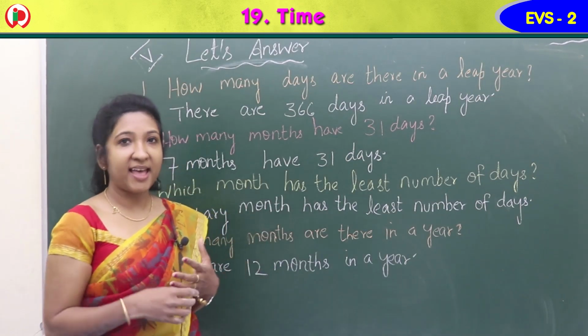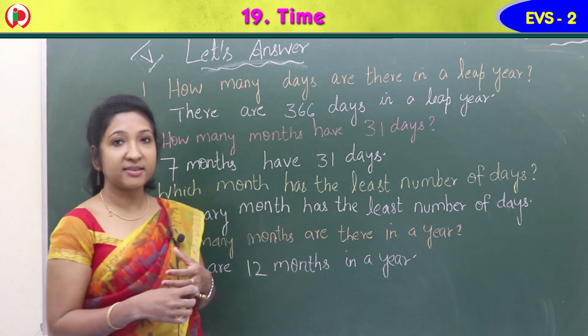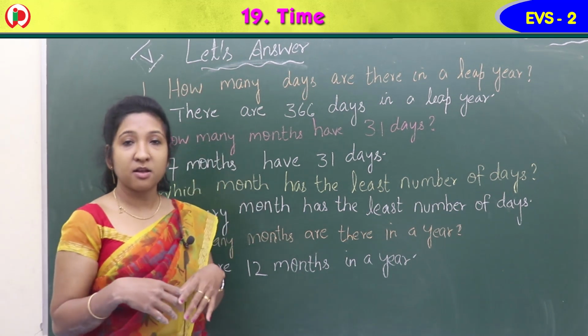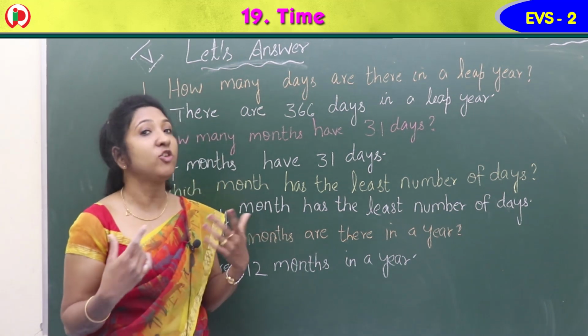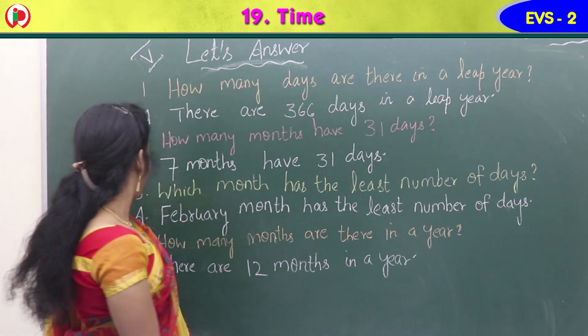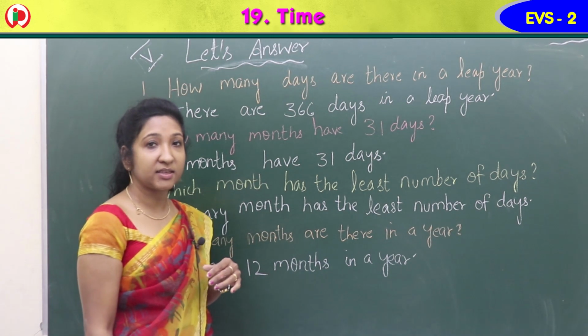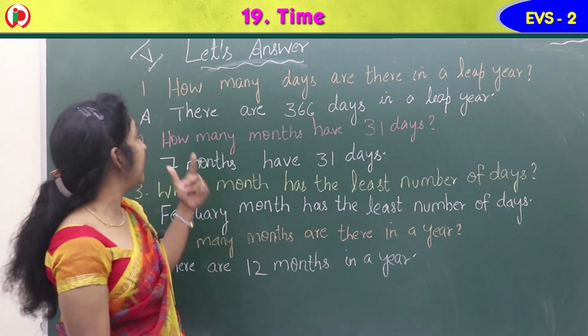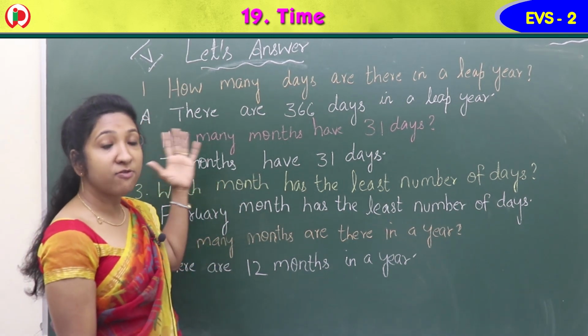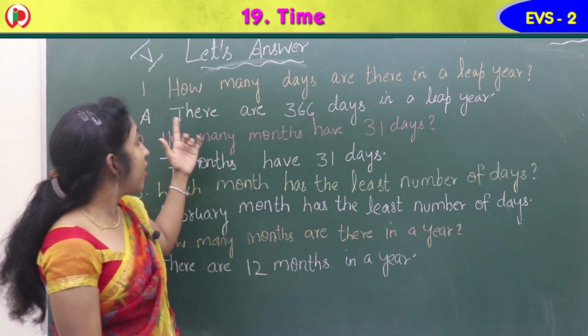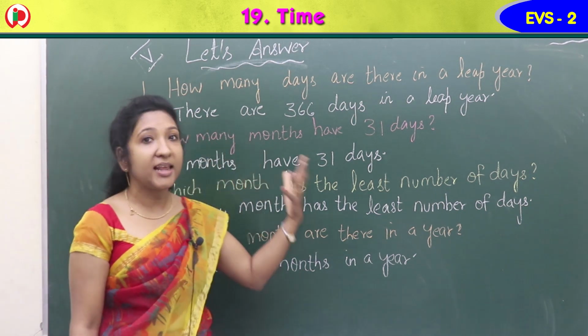So next exercise in the workbook is the 5th exercise, let's answer. So there are few questions given, you have to answer those questions. 1, 2, 3, 4. 4 questions are there. Let's see what these questions are. Yes, children, come on, read the first question. Which is the first question here? How many days are there in a leap year?